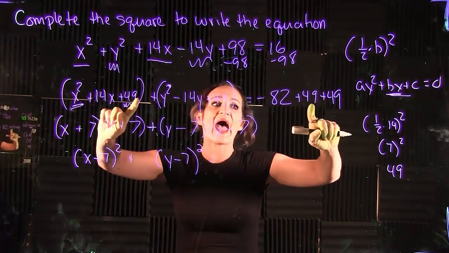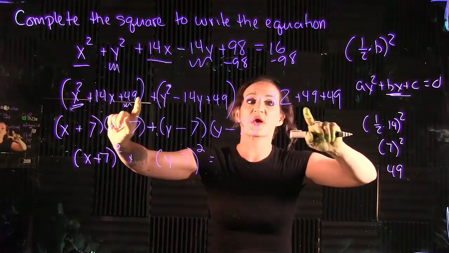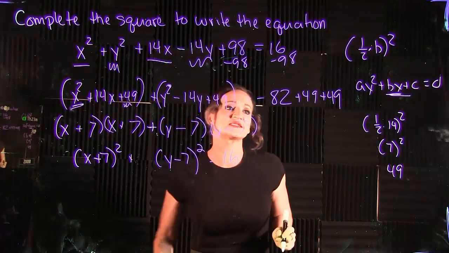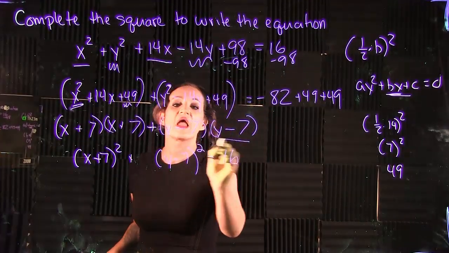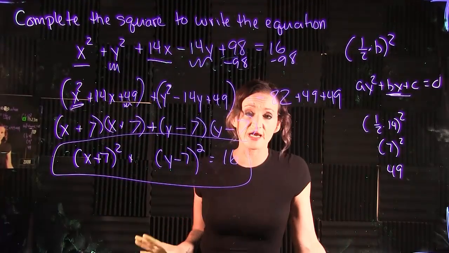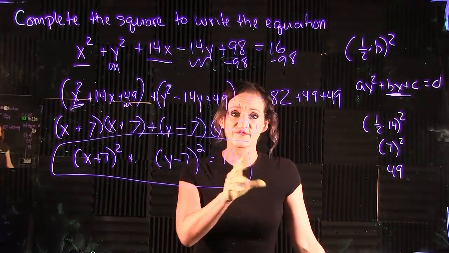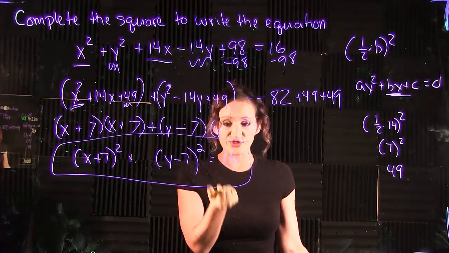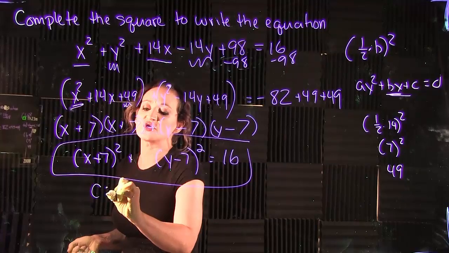We added in the 49 twice, right? Added in here, then added in here to each side. That gives us a 16 on the right-hand side. This is your equation in standard form. So this is the equation of our circle. That's the first part of this problem. Second part of this problem, they asked us to state the center and state the radius. So that's what we're going to do next here.